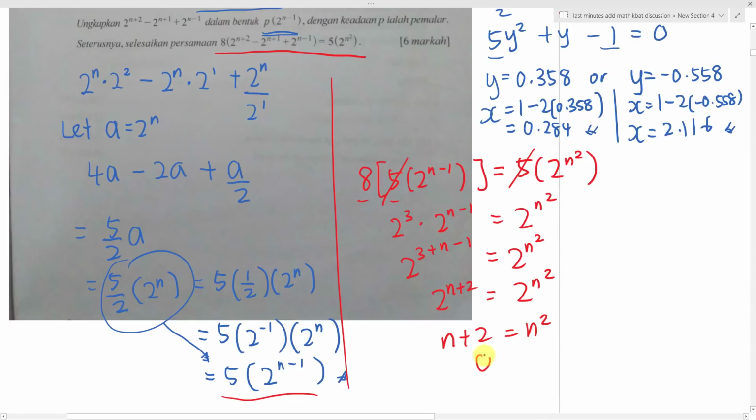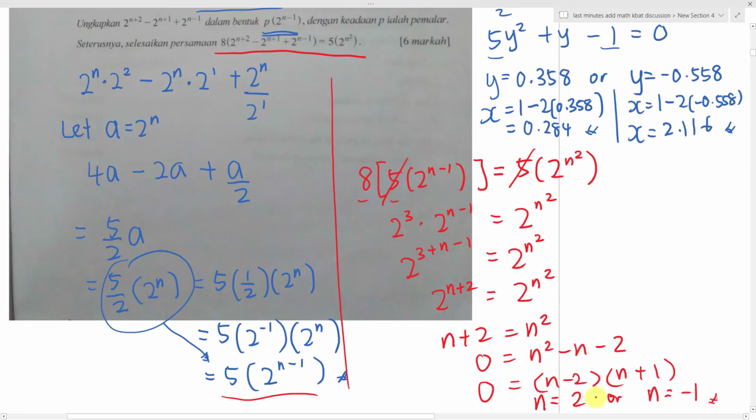And then I will solve this one. 0 equals to n squared minus n minus 2. And then I will try to factorize this thing. This is n, 2, 1, and minus positive. So n equals to 2 or n equals to negative 1.